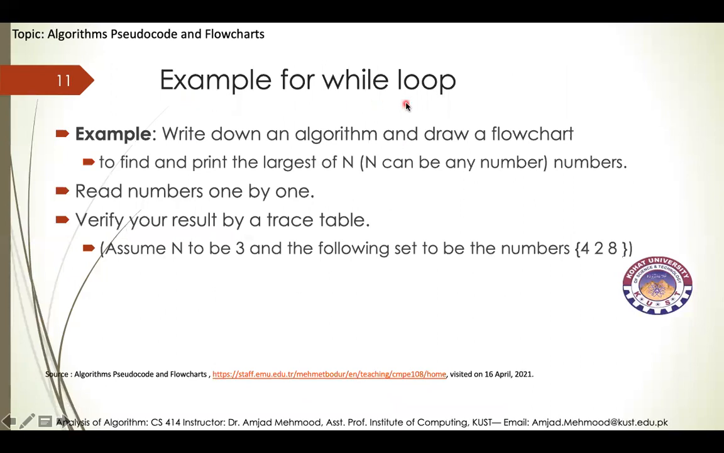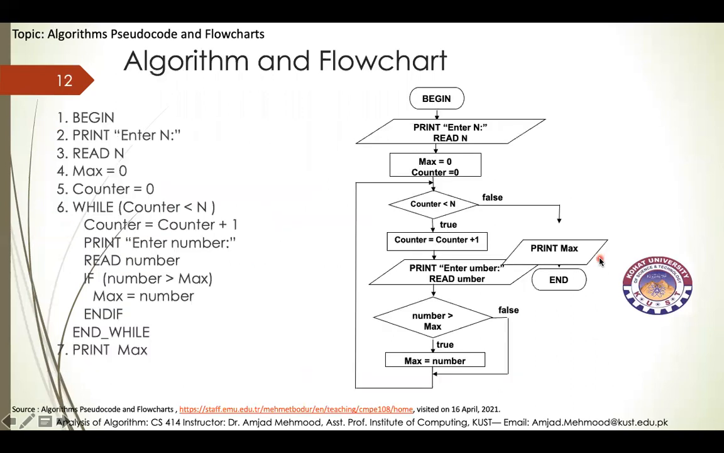Now, an example for the while loop. Write an algorithm and draw a flowchart to find and print the largest of n numbers. Read the numbers one by one, and verify your result with a trace table. Assume n to be 3, and the following set to be the numbers 4, 8. So this is your assignment.